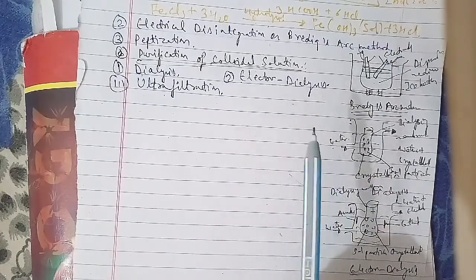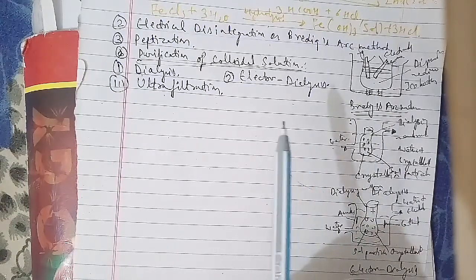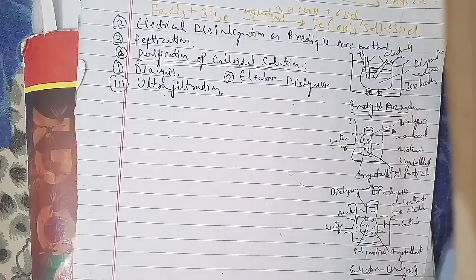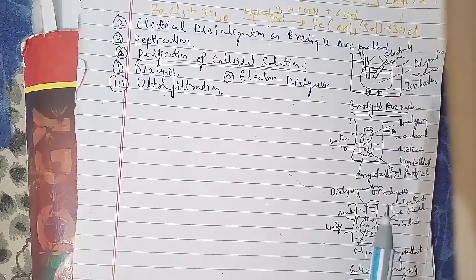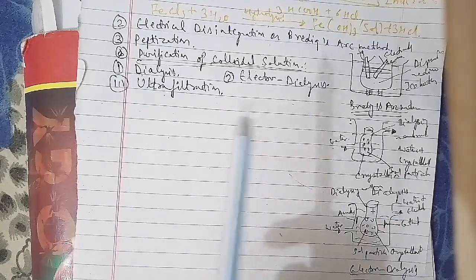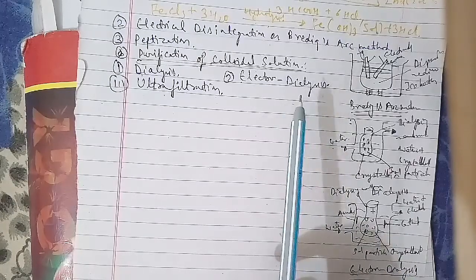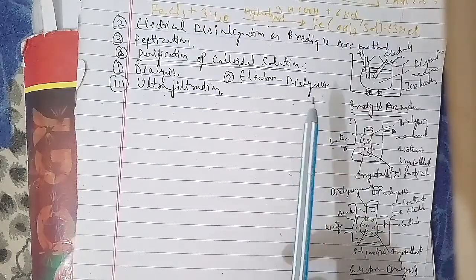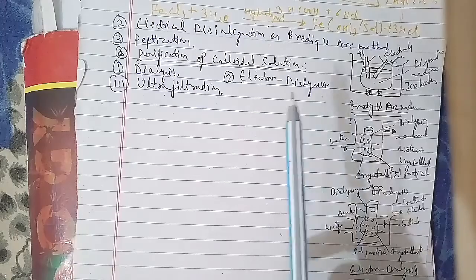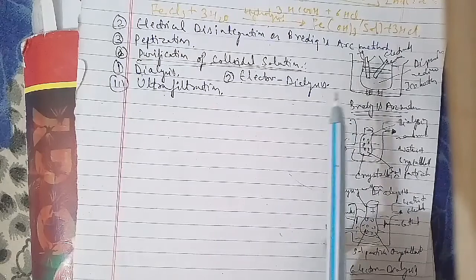In ultrafiltration, by using the ultrafilter paper, the colloidal particles are separated from the rest of the material. Ultrafiltration is a slow process, and to speed it up, pressure or suction is applied. The colloidal particles left on the ultrafilter paper are then stirred with fresh dispersion medium, which is solvent, to get a pure colloidal solution. Now we'll discuss another topic, which is the properties of colloidal solution.